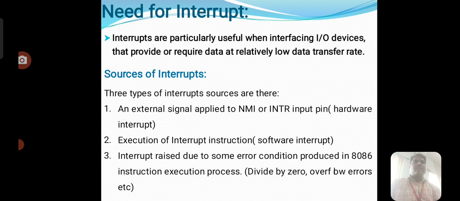Why do interrupts happen? Interrupts are particularly useful when interfacing input-output devices that provide or record data at a relatively low data transfer rate. The various sources of interrupts are an external signal applied to the non-maskable interrupt or INTR input pin by hardware devices, execution of an interrupt instruction by software, or an interrupt raised due to some error condition produced in 8086 instruction execution, that is divide by 0, overflow errors, etc.